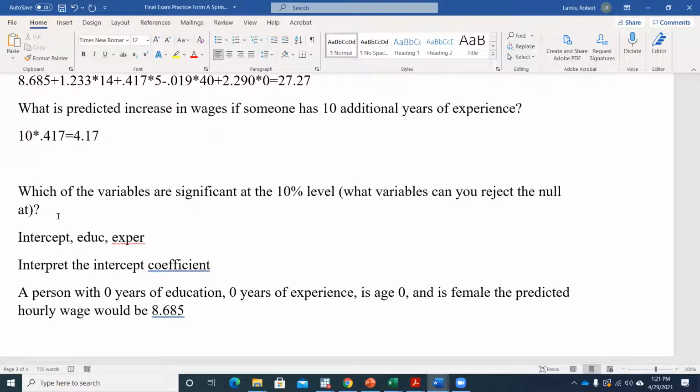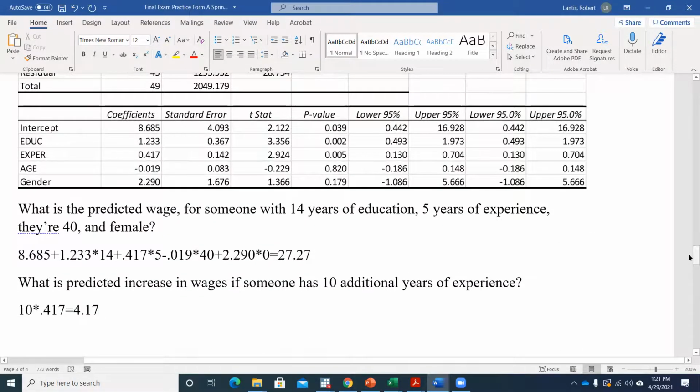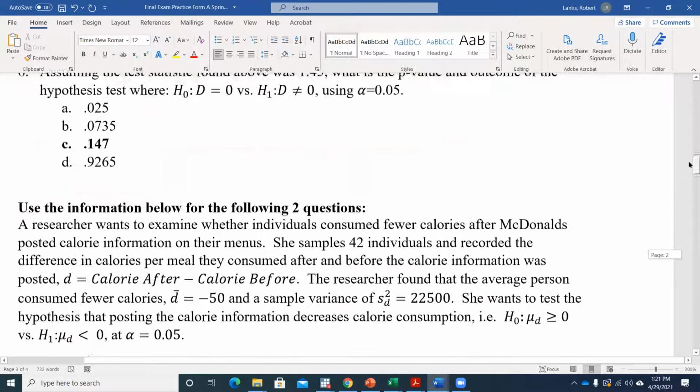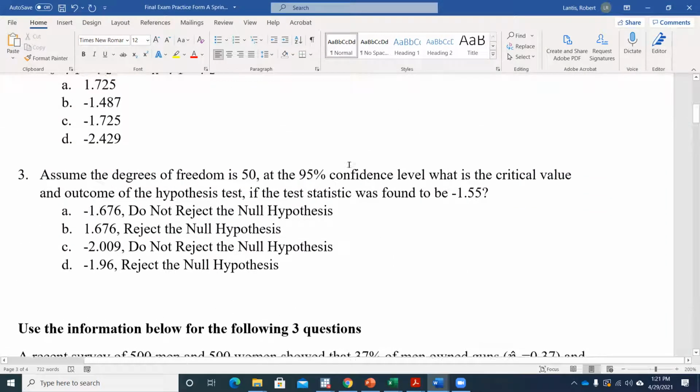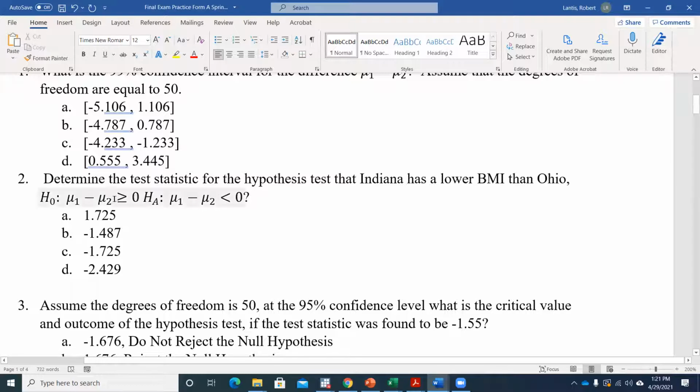It's me working through practice exam B, and I believe between last class and today, we worked through every single question on this practice exam. And then you'll have the practice exam B video as well.